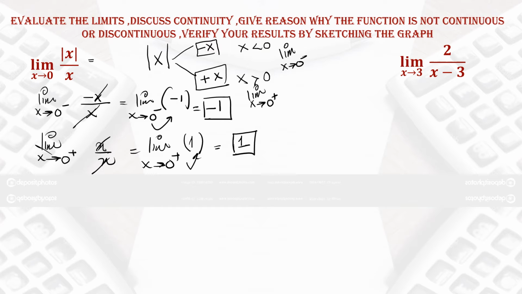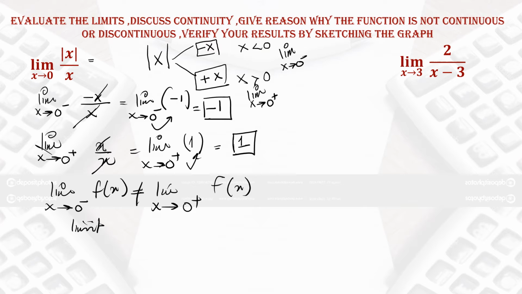So the limit from the left hand side is not equal to the limit from the right hand side. It means the limit does not exist. You have to give the reason also. So the limit does not exist.